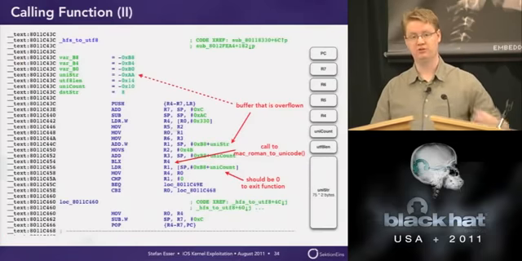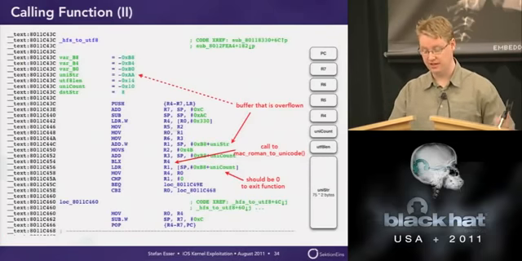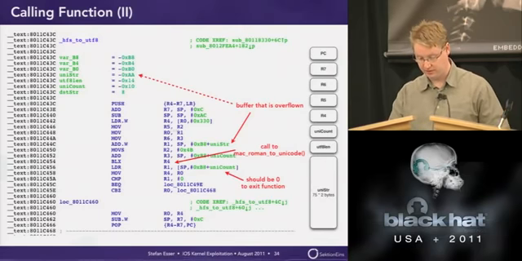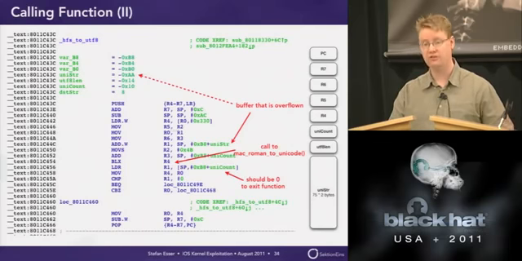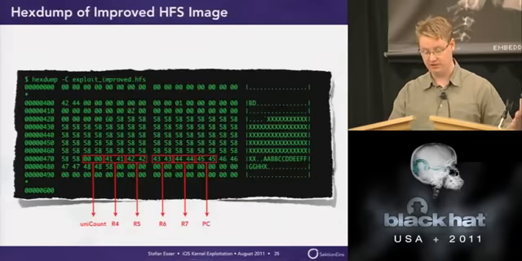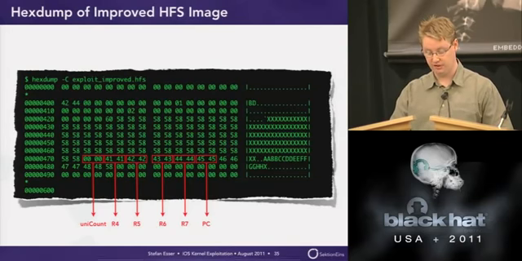So we look a little bit deeper with IDA and see the stack layout. You see here the stack layout: you have the string, the UTF-8 len, the unicount, a few registers, and the program counter. You see there's no stack cookie, so you can just overwrite everything. And so we improve our HFS image. You see now we have set the unicount to 0 and tried to set some values for R4, 5, 6, 7 and PC. And then we try the same thing again and get another crash dump.